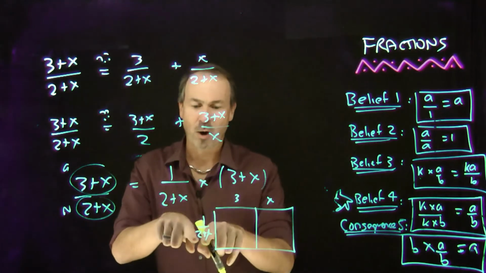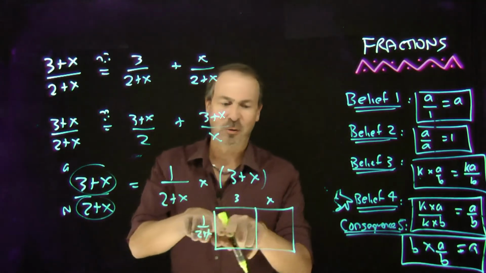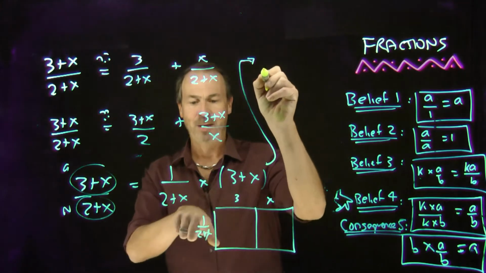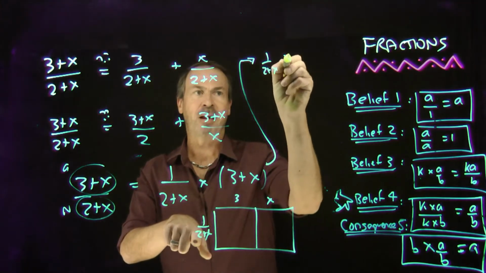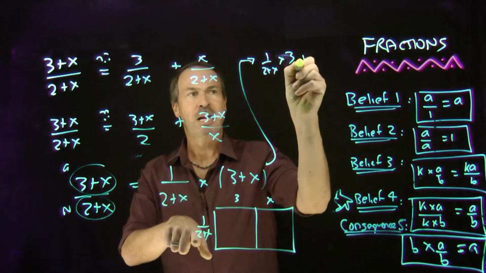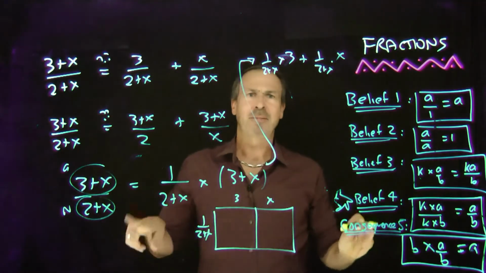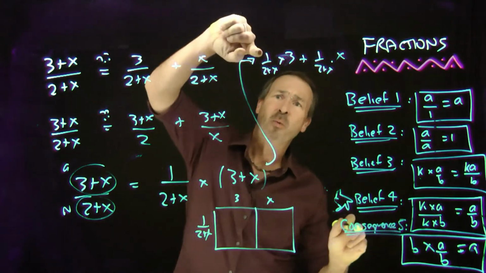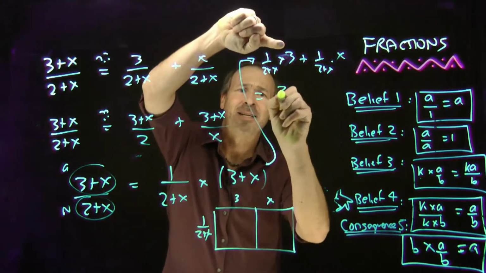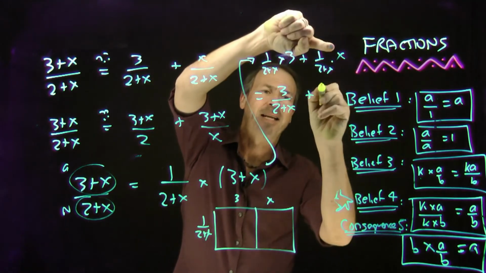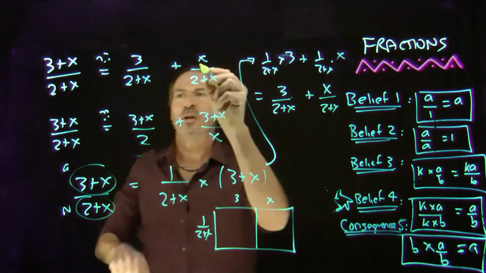I'm going to do 1 over 2 plus x times 3, and 1 over 2 plus x times x. That is, I can say this is equal to 1 over 2 plus x times 3, times 3, plus 1 over 2 plus x times x. Okay, getting messy and scrawly, but look at that. 1 over 2 plus x times 3 is 3 over 2 plus x, and 1 over 2 plus x times x is x over 2 plus x, which is this.